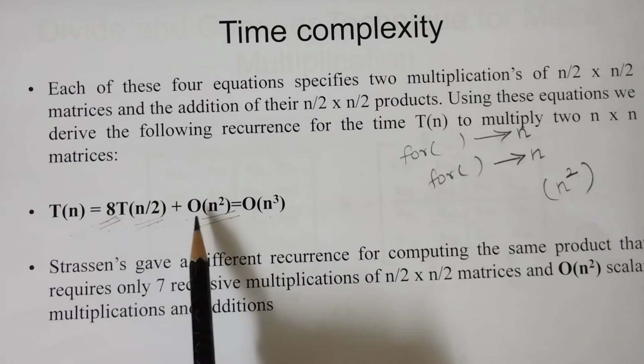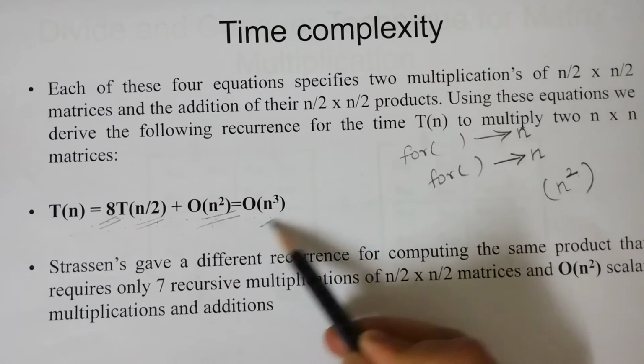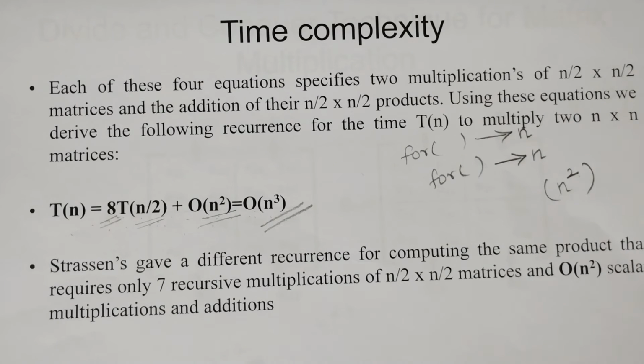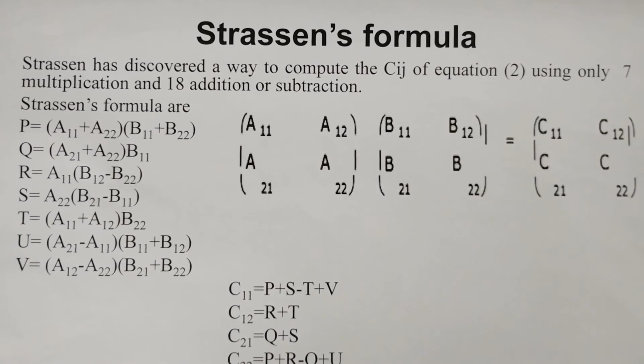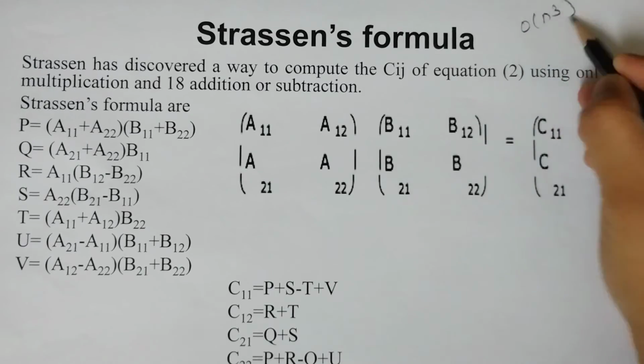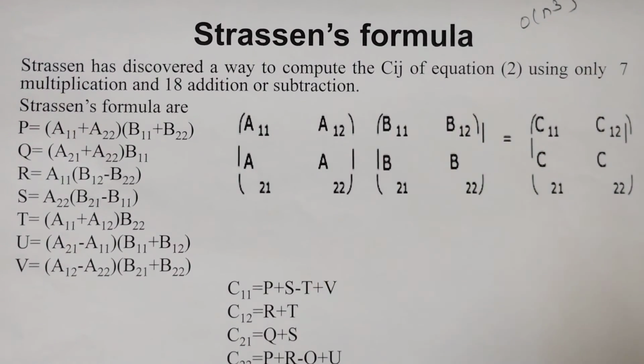So when you solve this recurrence relation, you will get the time complexity as order of n cube. Okay, this is the time complexity when you are going for divide and conquer for matrix multiplication. In order to overcome that drawback, that time complexity order of n cube, Strassen has discovered some way for computing the matrix multiplication.